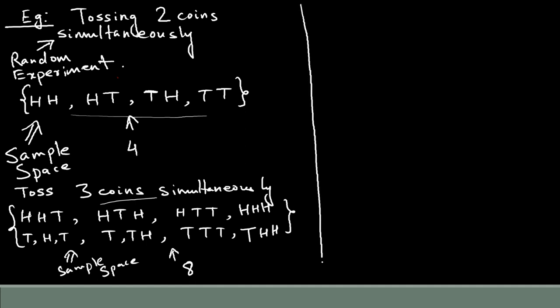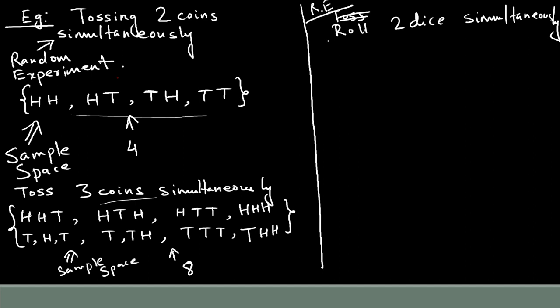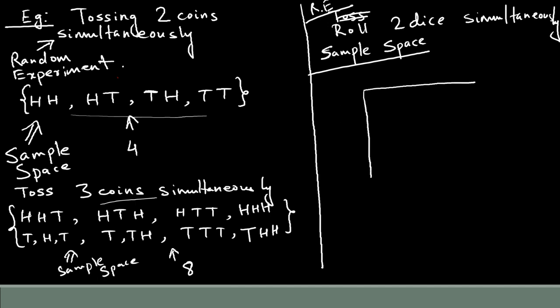So one more example is, let's say you toss, sorry, you roll two dice simultaneously. So this is your random experiment. Roll two dice simultaneously. Then what will be the sample space for this rolling two dice simultaneously? Let's say this, you can do it like this way.